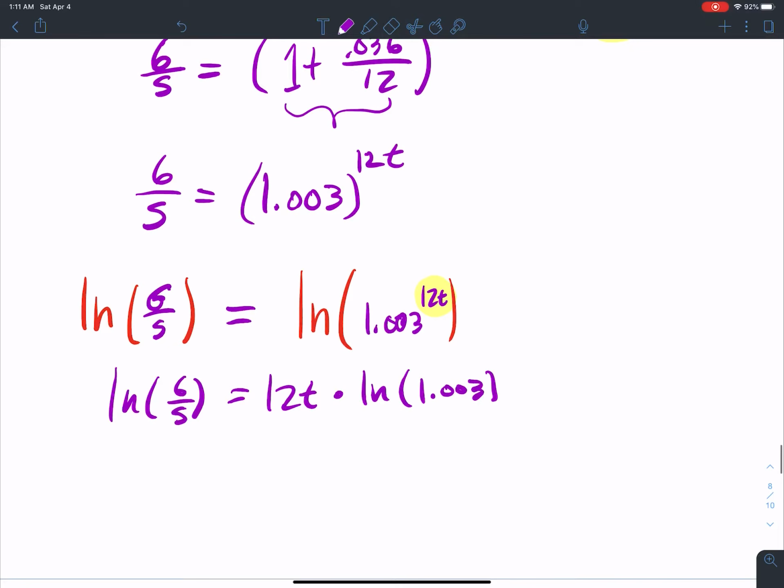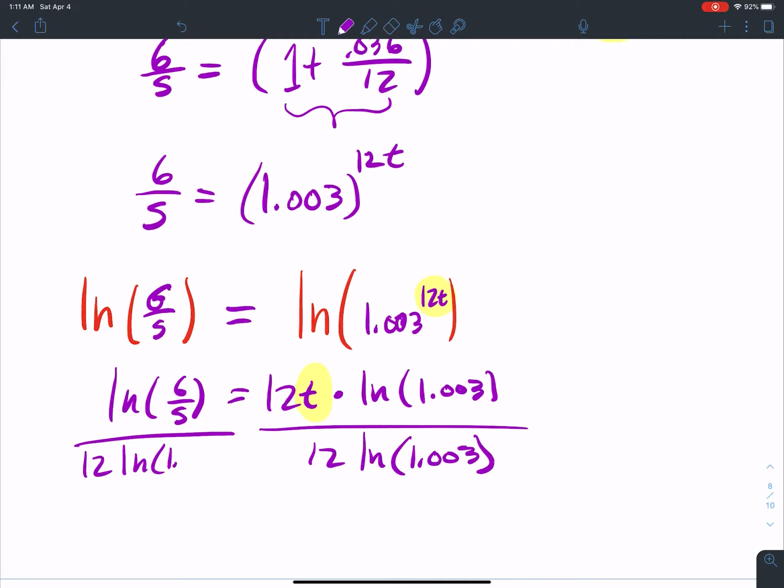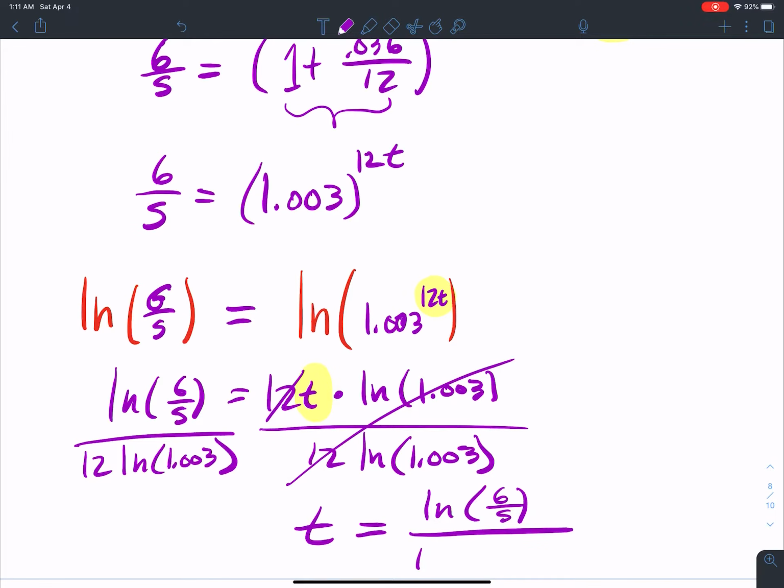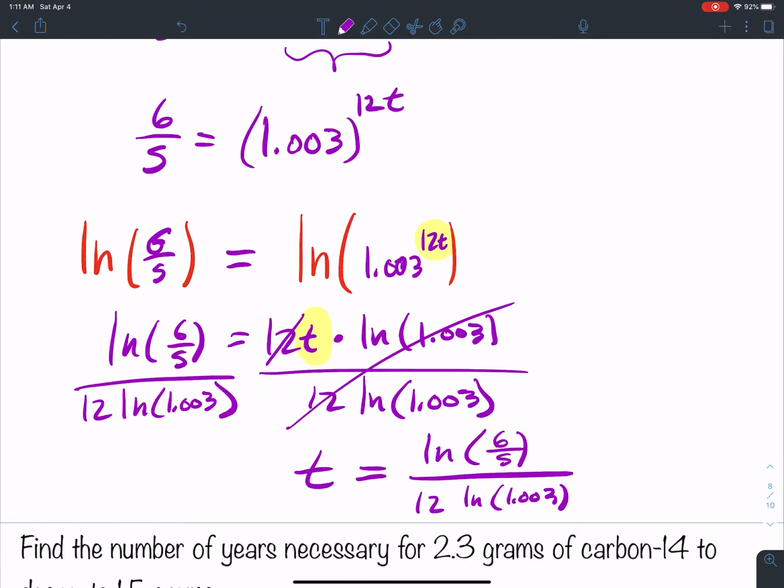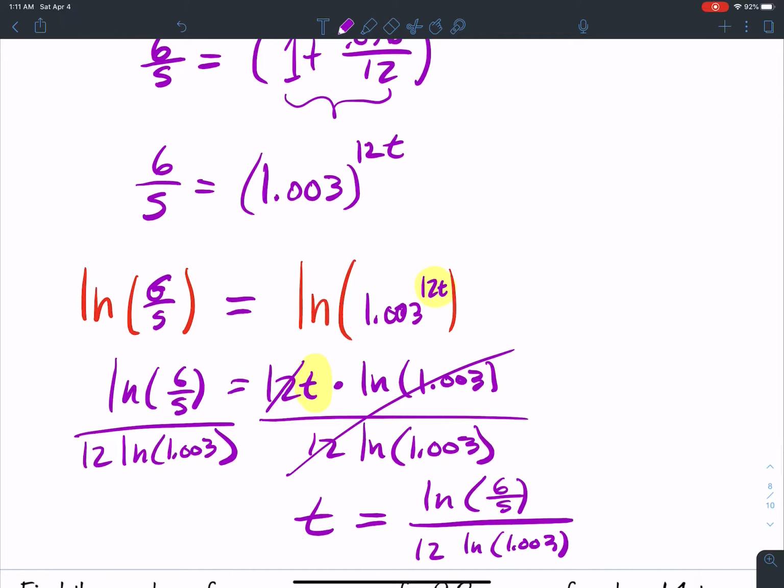Okay, I'm trying to get t by itself. So what do I need to divide by? Divide by 12 ln 1.003. Divide both sides by 12 ln 1.003. So t is exactly equal to the natural log of 6 over 5 divided by 12 ln 1.003. So type that in your calculator, that big old mess there.